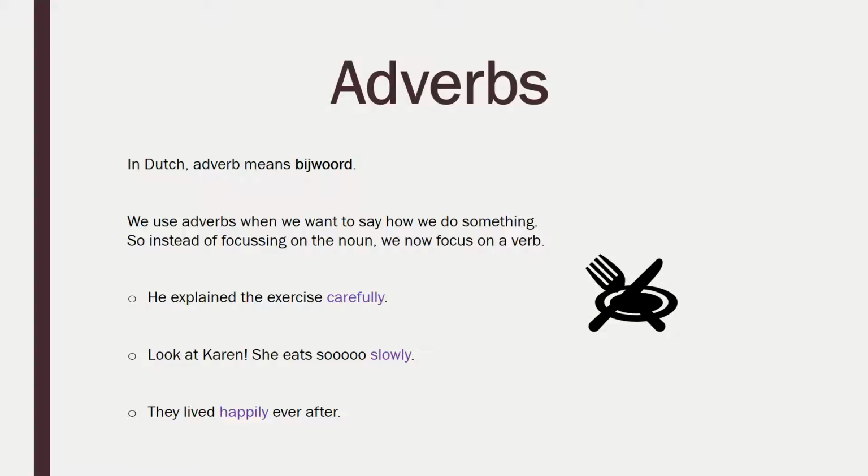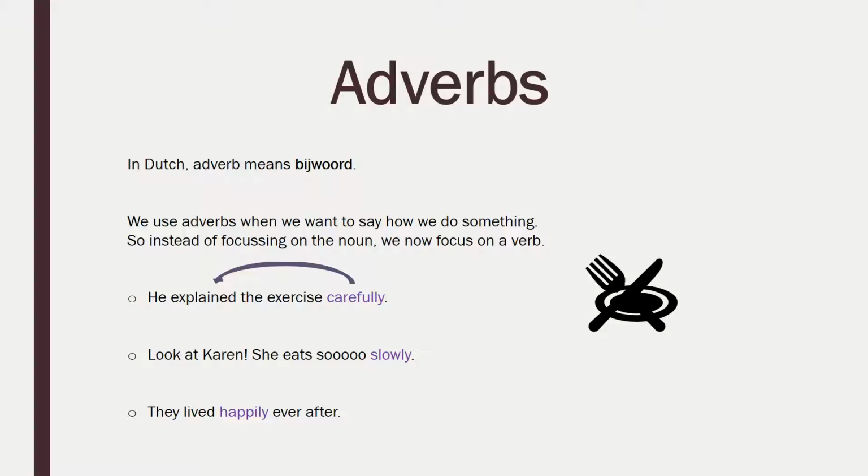So instead of focusing on the noun, like we did with the adjectives, we now focus on a verb. Because with adverbs, you focus on action. So that should be a verb. Verb means werkwoord. So in the first sentence, he explained the exercise carefully. Carefully says something about the verb, and the verb in the sentence, the action, is explained.